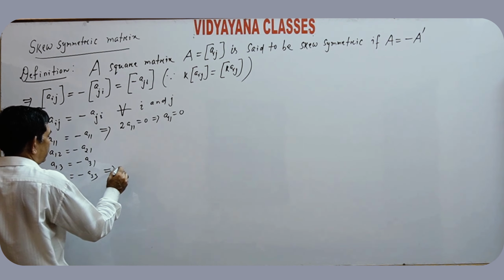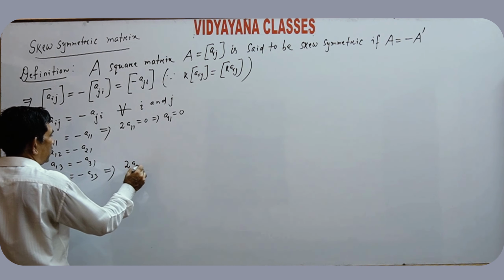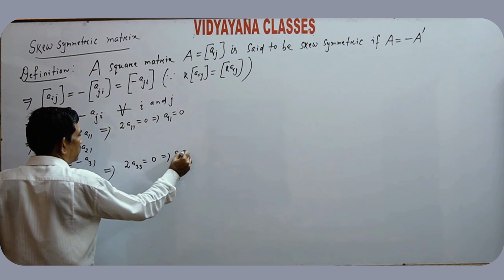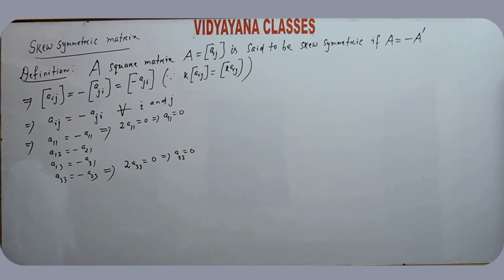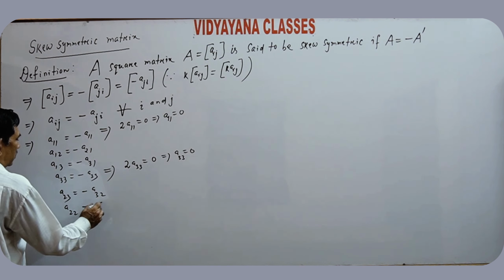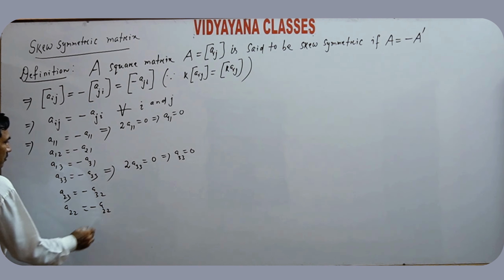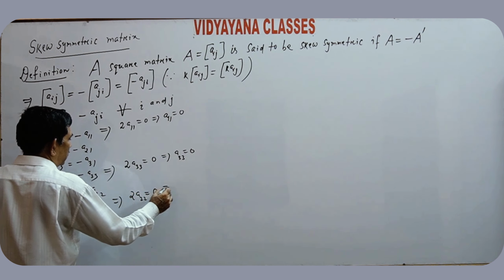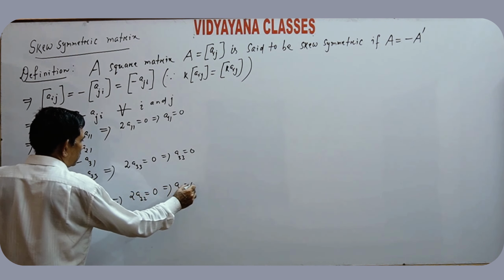Which implies 2 times A33 is equal to 0. That implies A33 is equal to 0. Clear? Similarly, A23 is equal to negative of A32. A22: I is equal to 2, J is equal to 2. A22 is equal to negative A22, which implies 2 times A22 is equal to 0. That implies A22 is equal to 0.